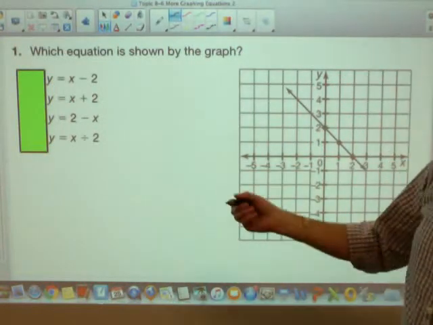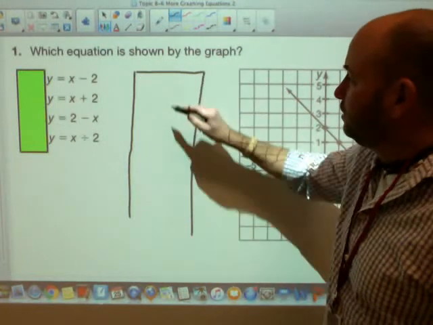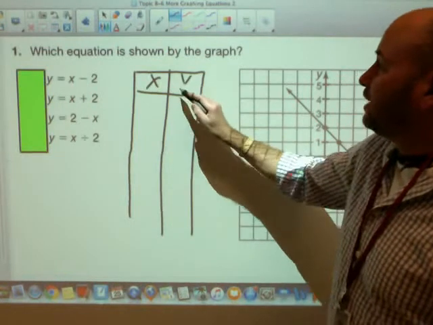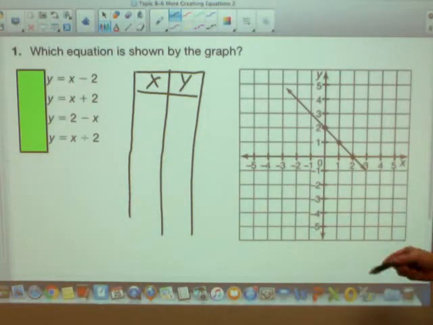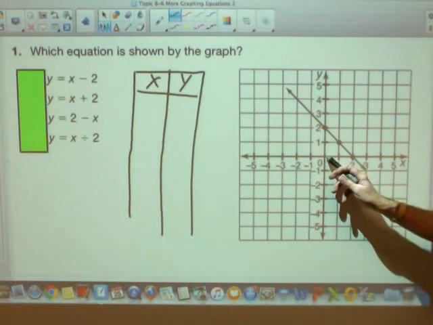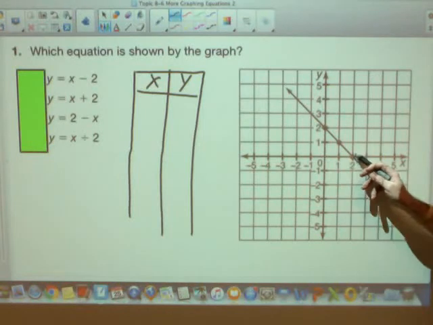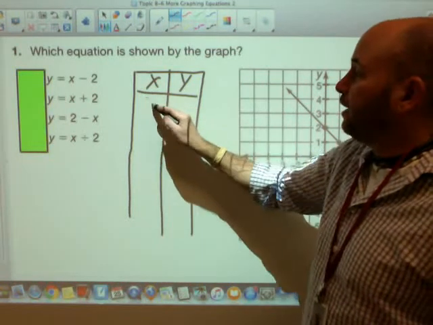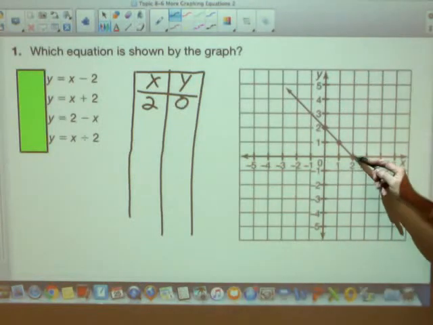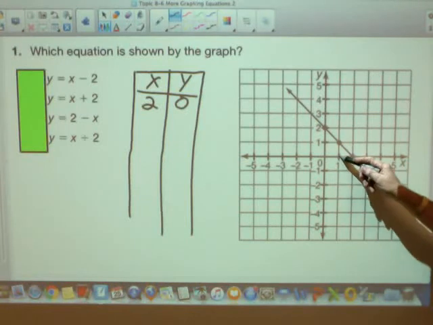Well, the first thing that I recommend is that you make a table when you solve this, okay? And you're going to get your x and y values from over here. My first x, y value I'm going to use is going to be 2, 0. So my x value will be 2, and 0 will be my y value. Come over 2, don't go anywhere. Then I'm going to use the value of positive 1, positive 1.